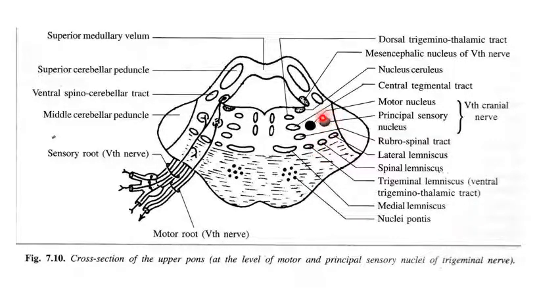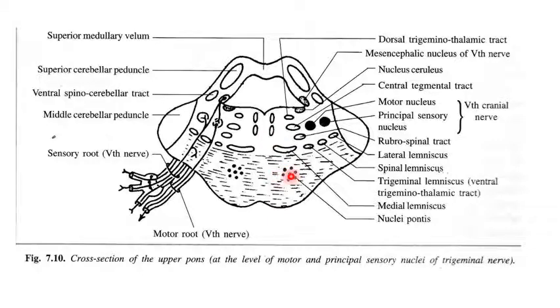Fibers from the dorsal part of the principal sensory nucleus ascend ipsilaterally. This is important. They ascend on the same side, ipsilaterally, as the dorsal trigeminothalamic tract. So that also completes this section.